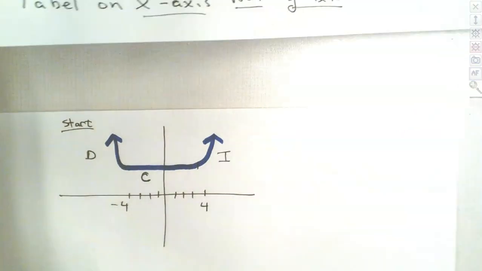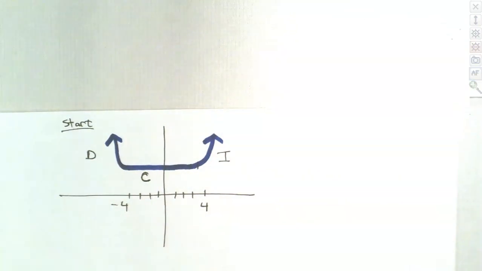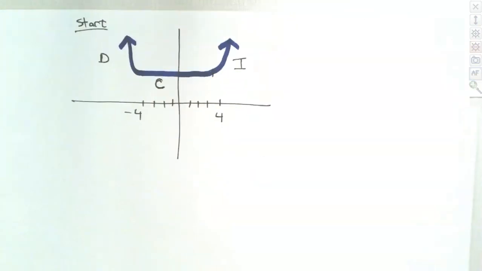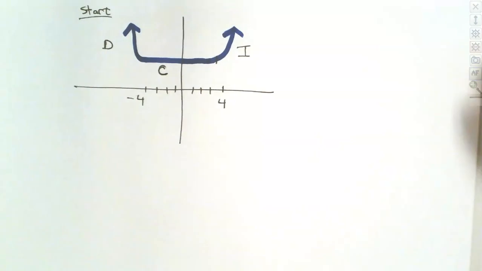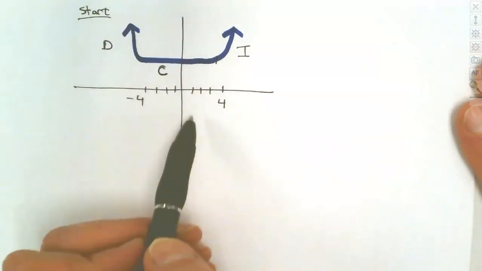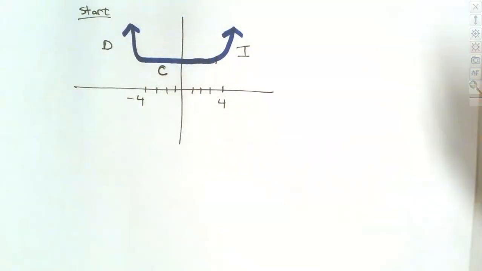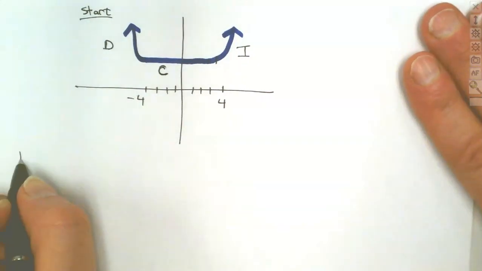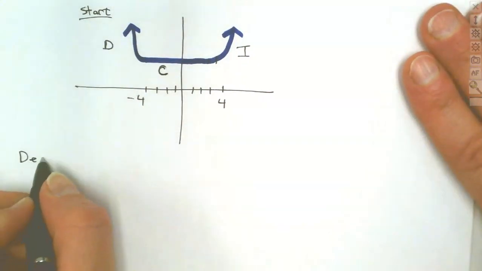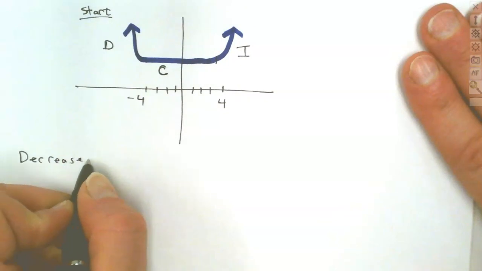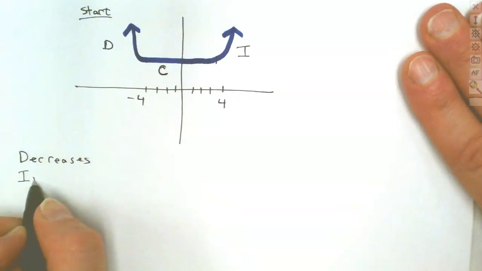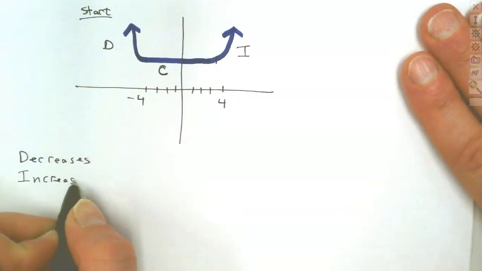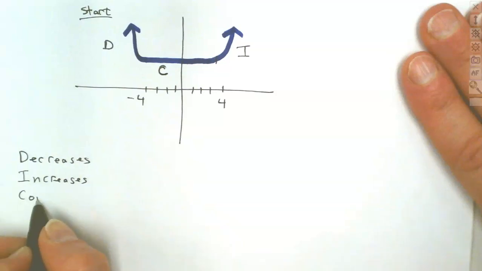When we label this, we have to label it, again, based on the x-axis, not the y-axis. So it has to be labeled on the x. So don't worry about the y, just worry about the x part. So we've got to see where it decreases, increases, and stays constant.